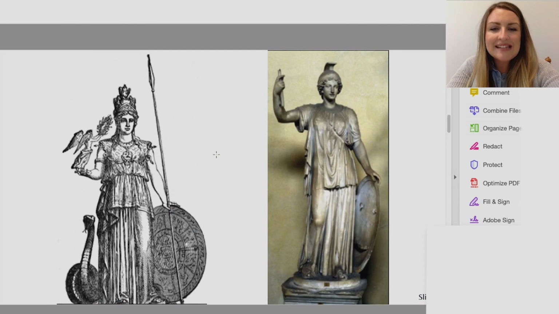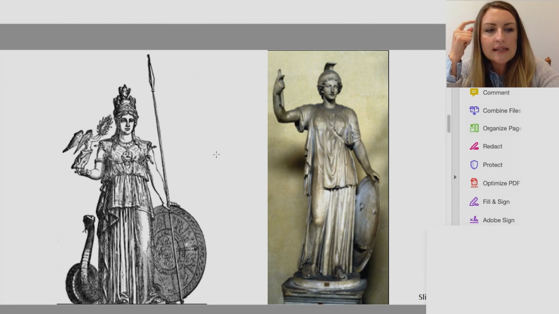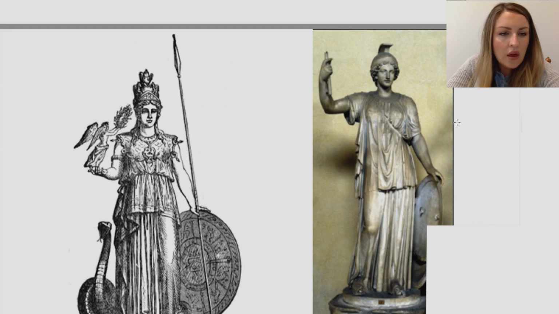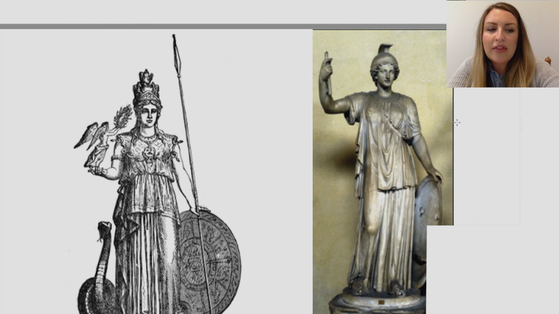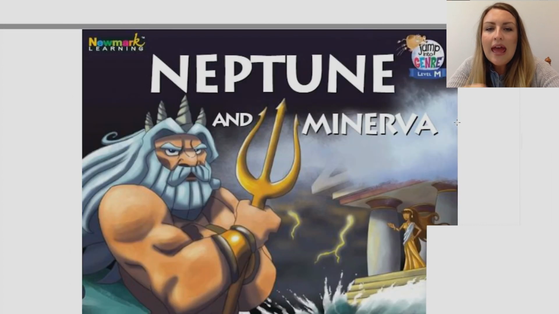This is Minerva. You say it. Minerva. She was the goddess of wisdom. Because of that, many modern day universities or colleges feature Minerva in their official seal or on their campuses. All right, boys and girls, today we are going to read this myth, and it is called Neptune and Minerva.